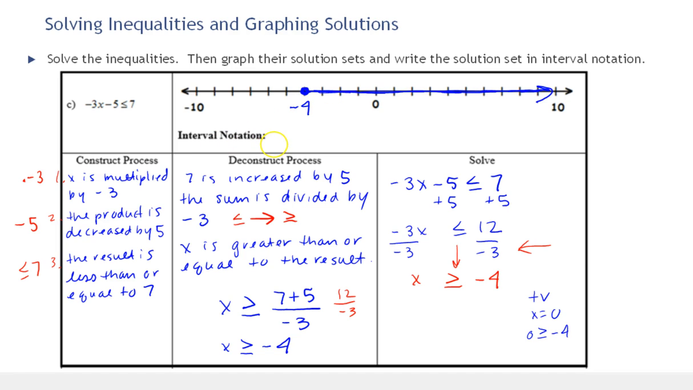Now to write the interval notation, start with the leftmost value, which in this case is -4. It includes -4, so I use a bracket. The rightmost value, well, this arrow means it continues on forever, so there isn't a rightmost value, so we're going to write infinity, and we always put infinity in a parenthesis. Now let's look at the last one.